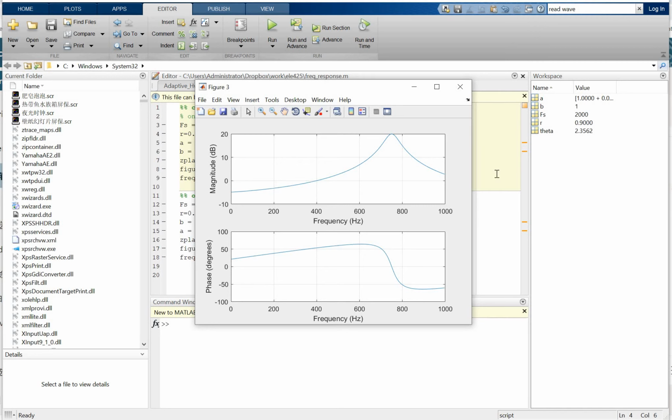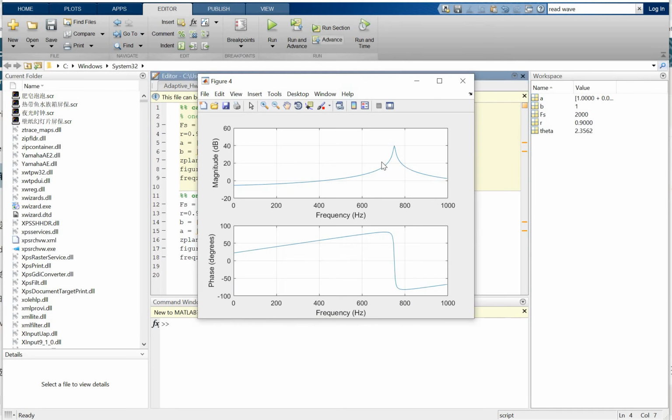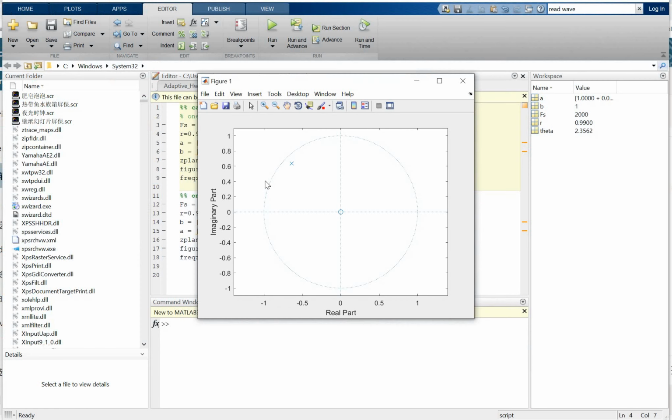Let's make it a little sharper. So we make R a little bigger, even closer to the unit circle. Okay, I have a sharper one. Right now it's about 40 dB gain for this peak. Position still at 750. And if we look at the pole zero figure, now it's even closer.